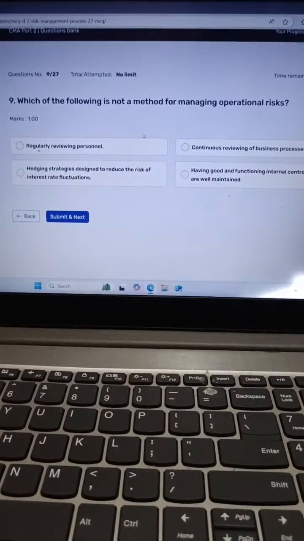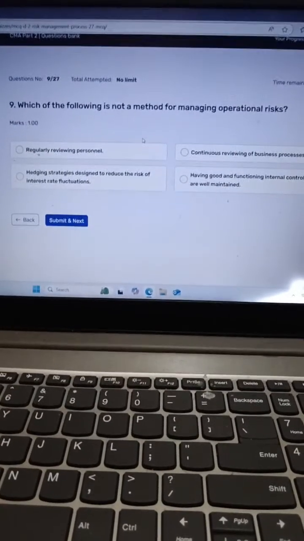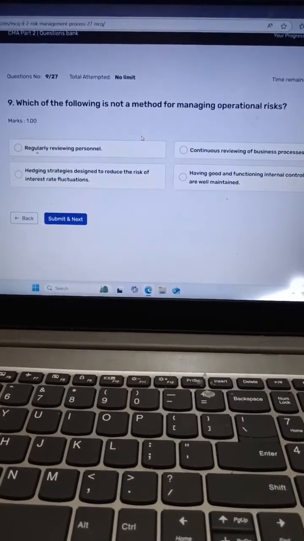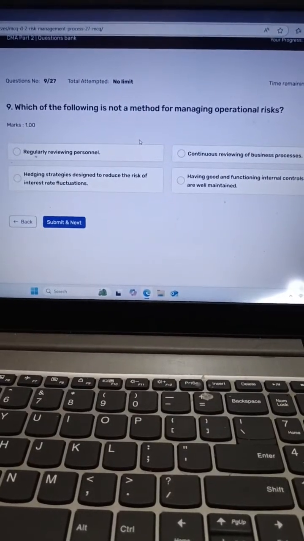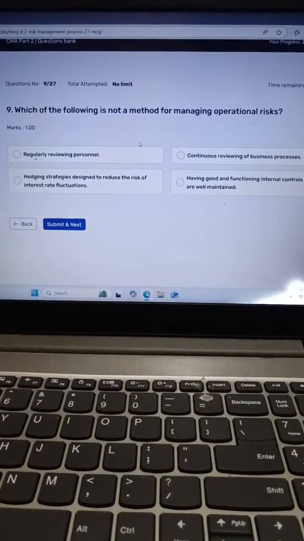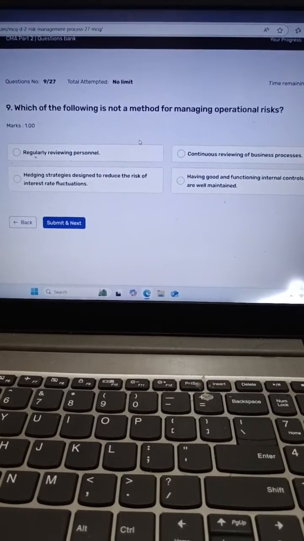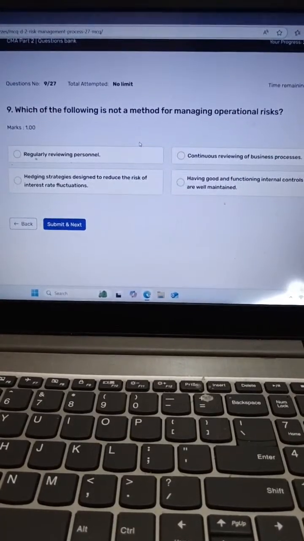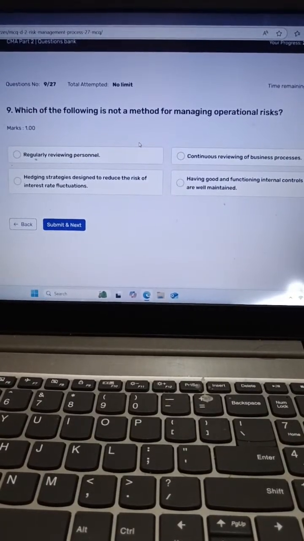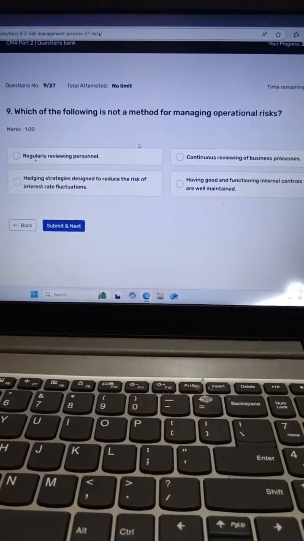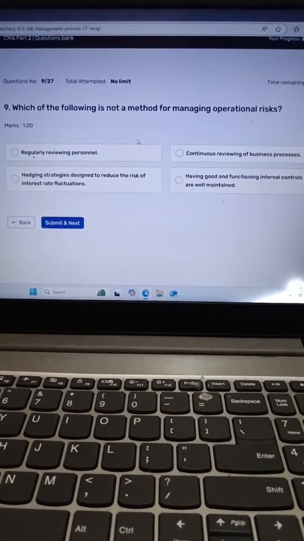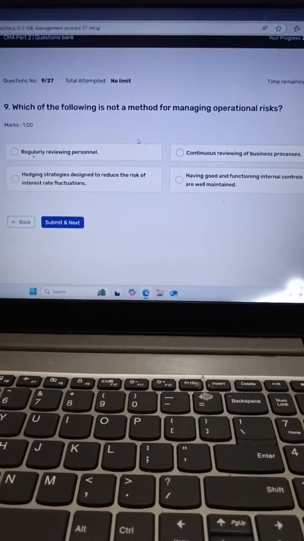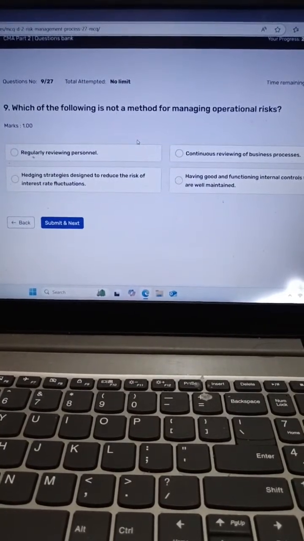Operational risks, which is not a method of managing operational risks. Regularly reviewing the personnel. This is operational risk; personnel and employees all fall under operational risks, and continuously reviewing the business process is also based on operational risks. And a hedging strategy designed to reduce the risks of interest rate fluctuation. This is financial risk, not operational risk.